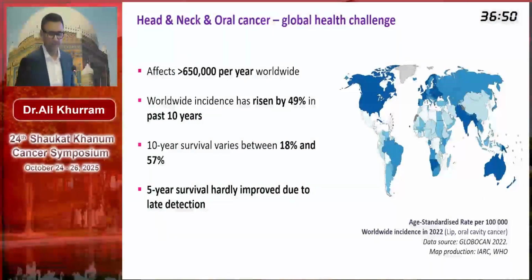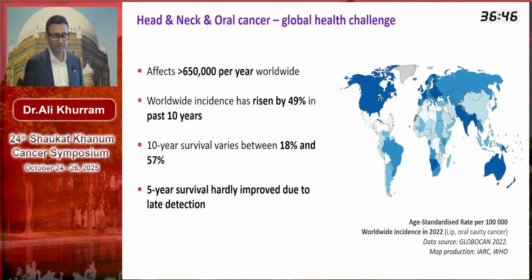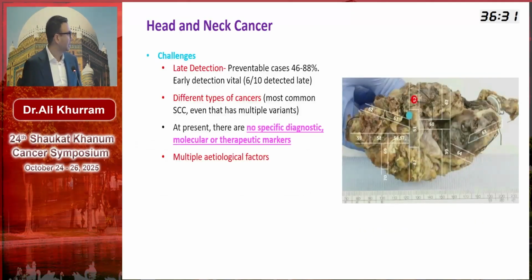Which brings me to head and neck cancer, and we know this is a growing problem. The numbers are continually increasing. The survival and the overall outlook of the disease has not improved for the last 30, 40 years, even though the surgical techniques have improved, oncological techniques have improved. So something needs to change. And here's an example of a T4 squamous cell carcinoma that has come to me in the lab. The biggest challenge is late detection. A lot of these cancers are seen or diagnosed at a late stage.